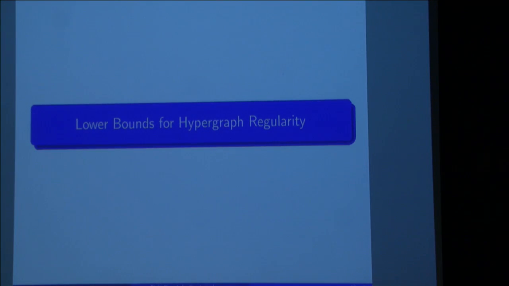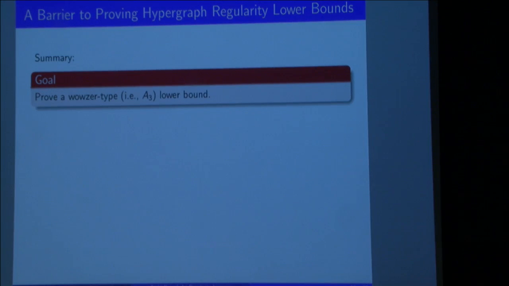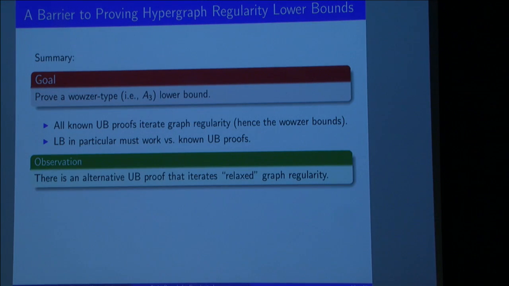And let me talk about lower bounds for the hypergraph regularity lemma. So let me summarize. Our goal is to prove a Wowzer-type lower bound for the three-graph regularity lemma. All known upper bound proofs iterate the graph regularity lemma. And obviously, in particular, a lower bound would have to work against those upper bound proofs and against any other possible proof. And here's an observation, which would give us a barrier to proving a hypergraph regularity lemma: there is an alternative proof of the three-graph regularity lemma that iterates not Szemerédi's graph regularity lemma, but a relaxed version of it.